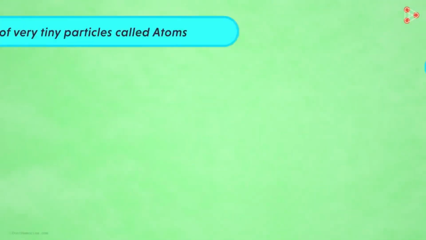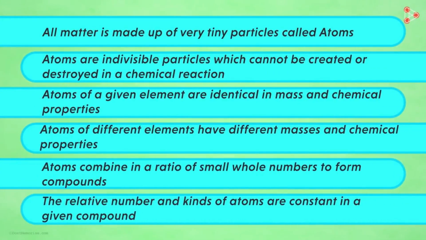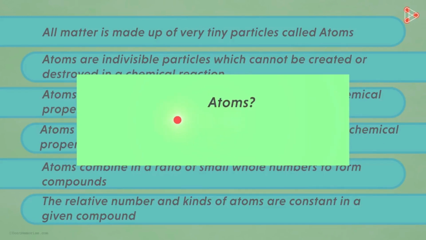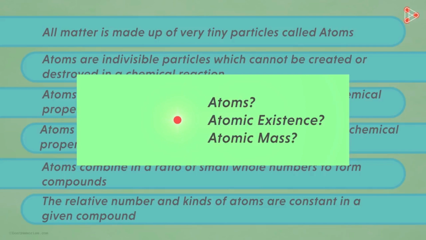In a nutshell, all these postulates help chemists to further understand behaviors of elements and the compounds formed from them. But for understanding these elements and compounds, knowing the concept of atoms is necessary. Let's get to know what exactly these atoms are, how they exist, their mass, and many such interesting concepts in the upcoming videos.